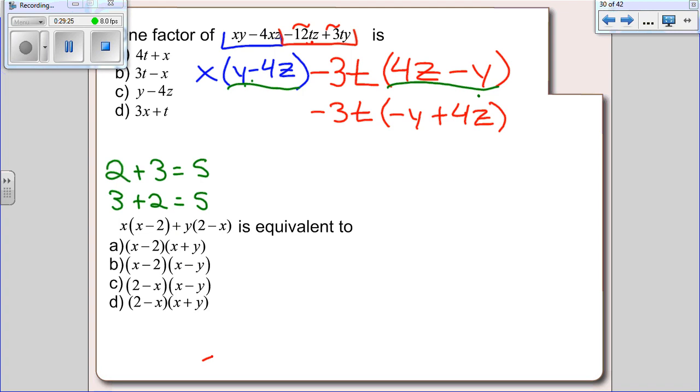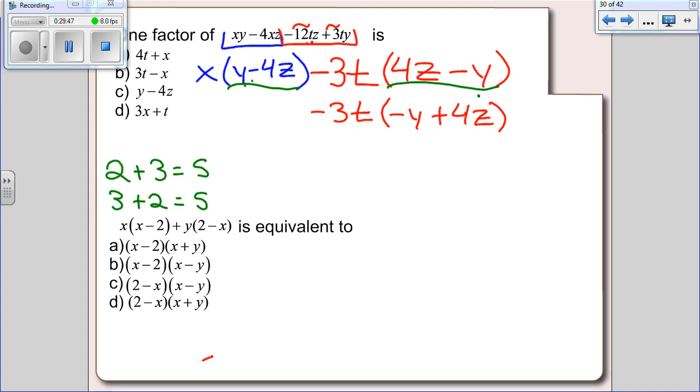See how I've reordered this? These are the same things. 4z minus y is the same thing as negative y plus 4z. That's the same thing, just a different order. Just like reordering a 2 and a 3. It's the same thing still. The blue side hasn't changed.